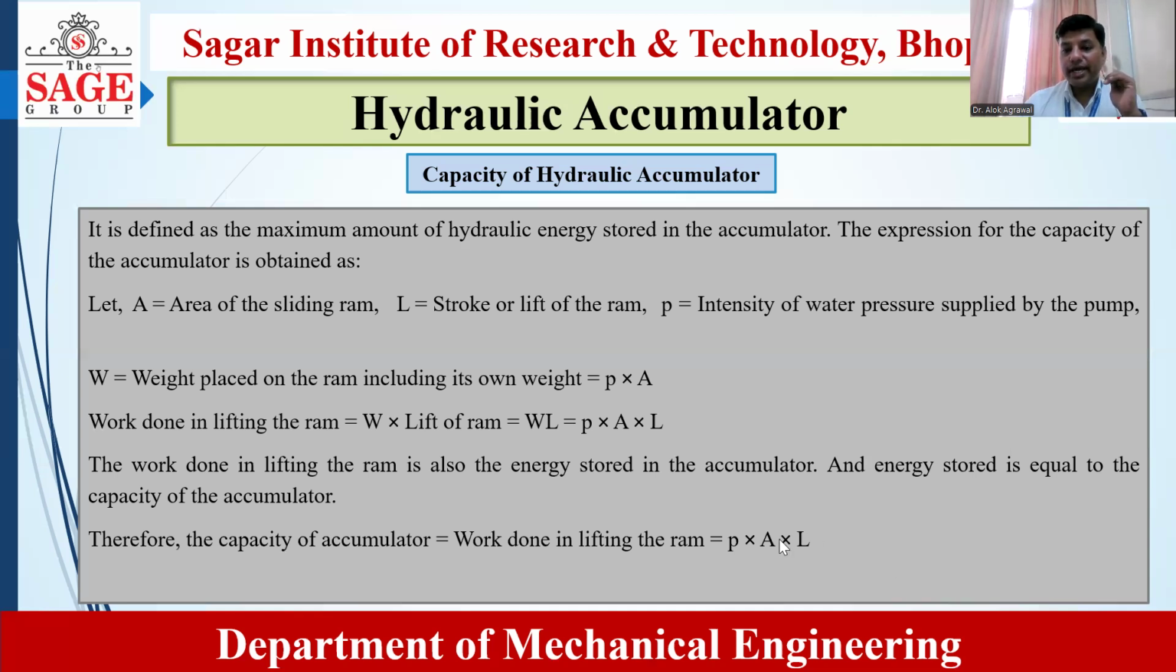Now see, A into L, area into length, is volume. So we can write the capacity of the accumulator as the pressure inside the accumulator multiplied by the volume of water inside the accumulator, or we can say the volume of the accumulator. So this is how the capacity of the accumulator is calculated.